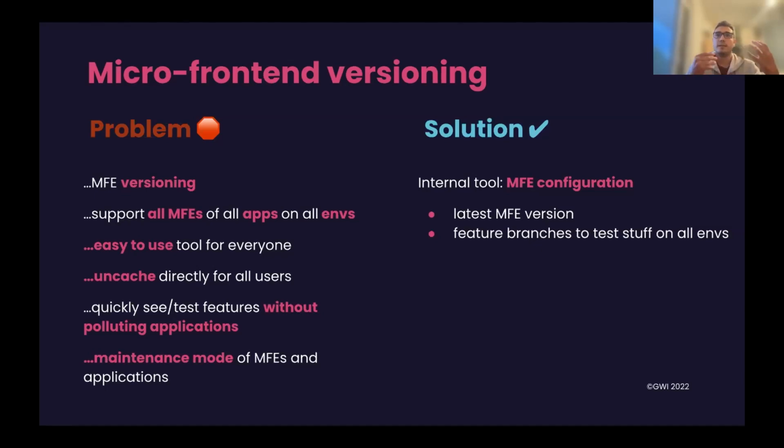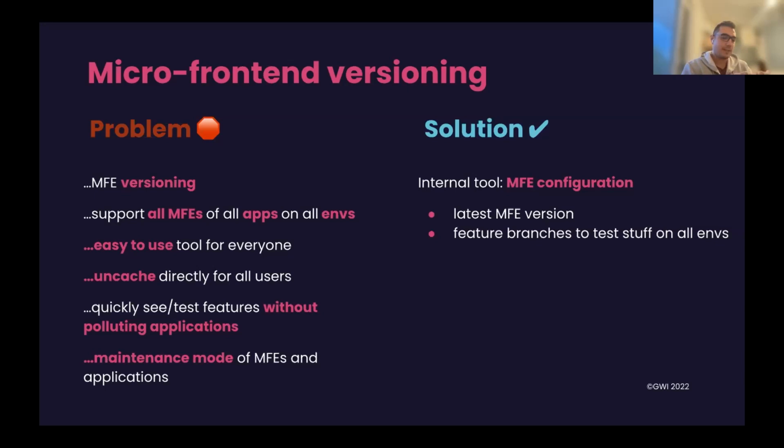Another thing was that we quickly wanted to see and test out features without polluting applications. And by without polluting, I mean you have, let's say, your application's production micro-frontends, and in order to test it, even in production, you don't have to destroy your production to test out stuff, but rather you have to be able to find a clear and clever way to handle these kinds of situations. I'm going to shed some light on that later on.